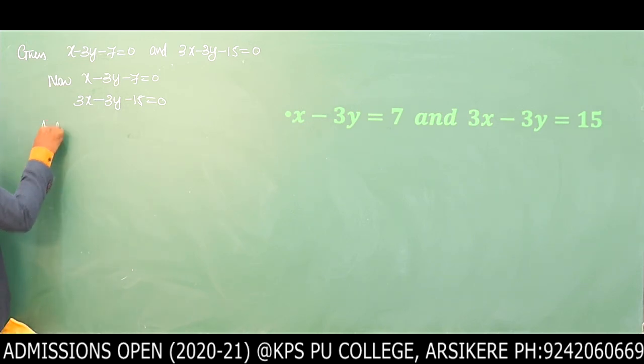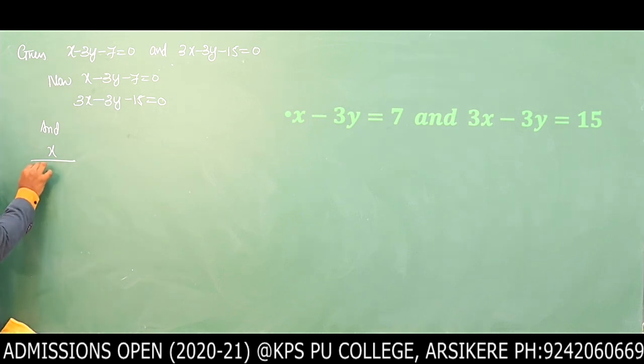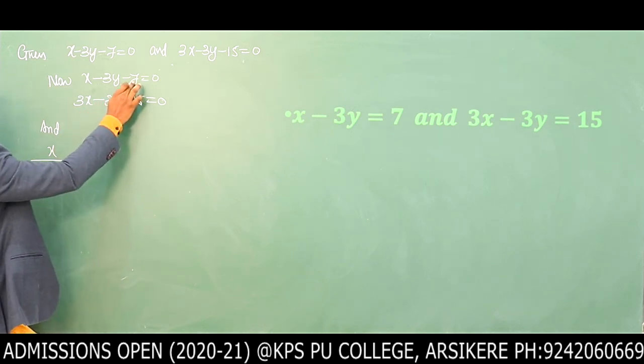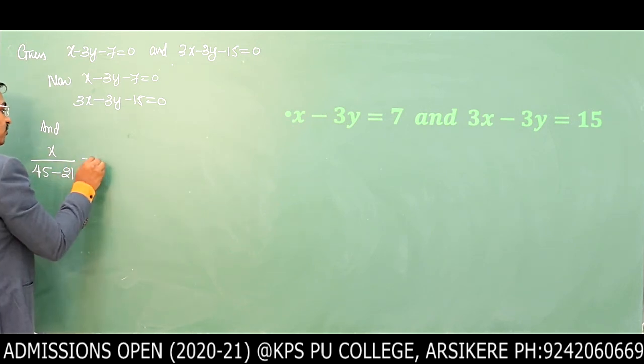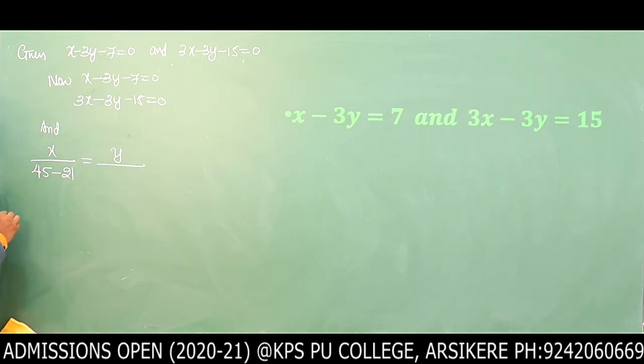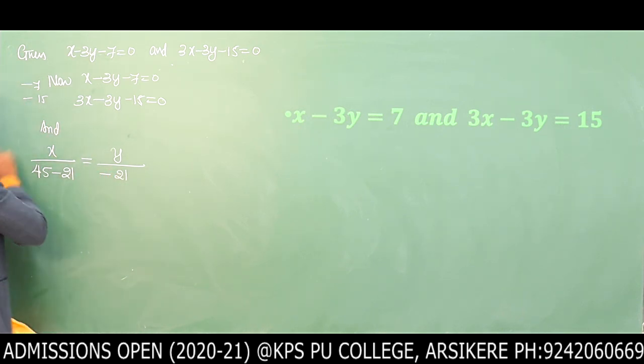And how to write x? Very good, you explain. Very good. Minus 3 into minus 15, that becomes 45. Minus into minus becomes plus. Minus of 7, minus 7 into minus 3, that becomes plus 21, is equal to y divided by, neglect the y terms, rather write minus 7 and 15. Minus 7 into 3 is minus 21, again minus 15 into plus 1 becomes minus 15.